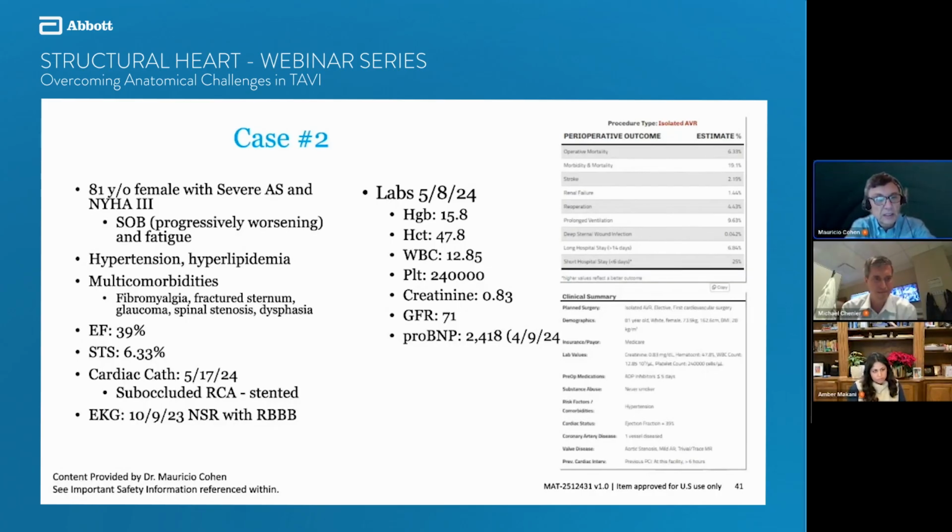She had a cath where the right coronary artery that had a high-grade stenosis was stented without any complications whatsoever. The operator that did it did a great job. The radial access, the EKG shows right bundle branch block. As you can see, the renal function is preserved, and her pro-BNP is very elevated. So let's go to the next slide.